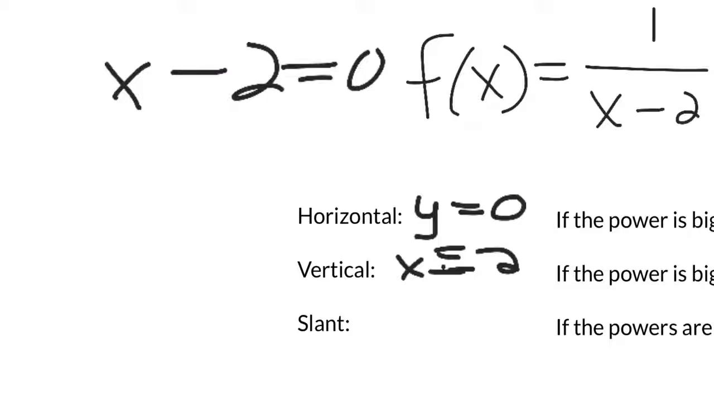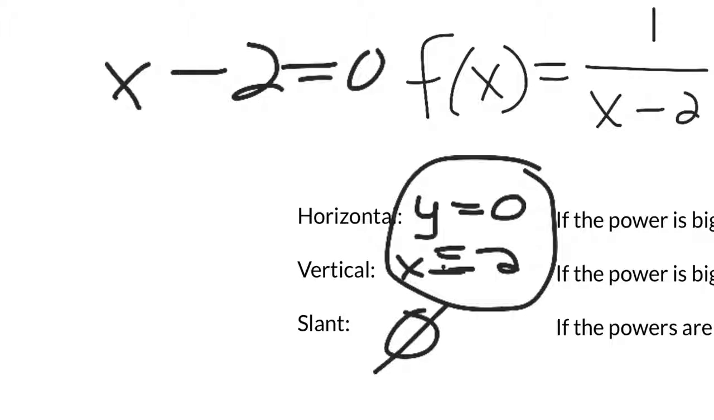Slant asymptotes only occur where there's no horizontal asymptote. So in this case, there is no slant asymptote. So these are our two answers: a horizontal asymptote at y equals 0 and a vertical asymptote at x equals 2.